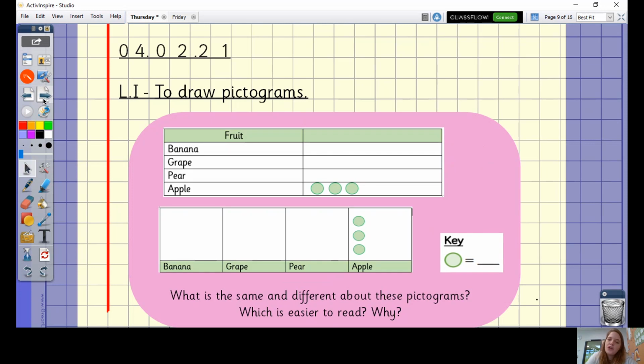Okay, so we can see here 2 pictograms. I'd like you to look really carefully at these 2 pictograms and think about what is the same about them, what is different. And then think about which do you think is easier to read? Which one is easier to look at and read?